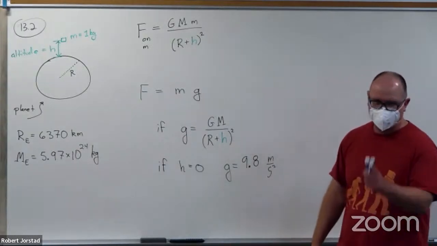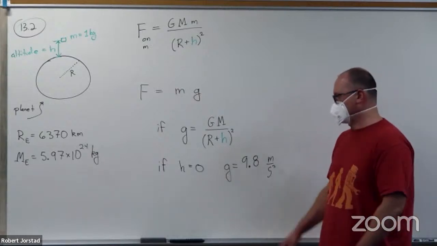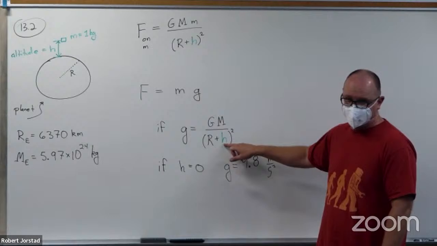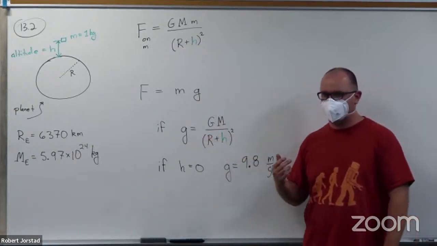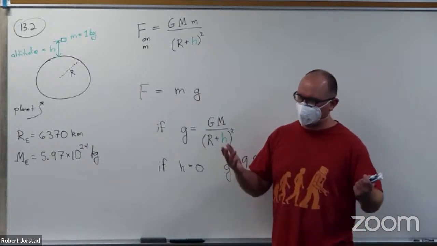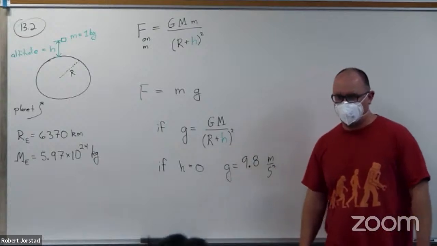Microgravity, right? Some people call it microgravity. Now if h gets really huge, then the g is pretty small, and maybe the gravitational force is negligible compared to some other force on you. So you can call that a microgravity environment.